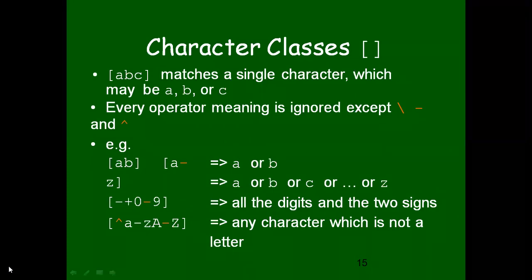Character classes. Whatever we are representing in square brackets, those all come under character classes. The representation of character classes is in this way. A, B, C matches a single character which may be A, B or C. For example, here we have the examples: A to Z, which may be any letter from A to Z. Digits and the two signs plus and minus. Any character which is not a letter. All these come under character classes.